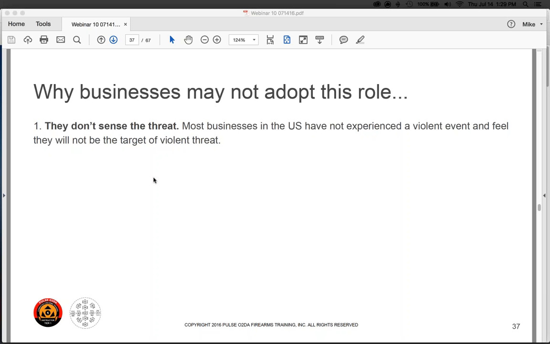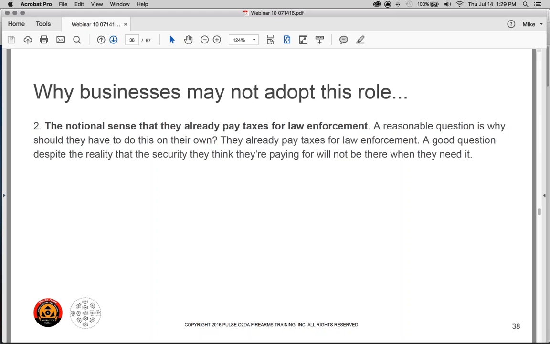We are starting to see the indications of that from the standpoint of people contacting us. Second reason why businesses may not adopt this role: there is a notional sense that they already pay for this security via taxes for law enforcement. A reasonable question is, why should they have to do this on their own? A lot of businesses will say, I'm already paying for this. They already pay taxes for law enforcement. A good question, despite the reality that the security they think they're paying for will not be there when they need it.